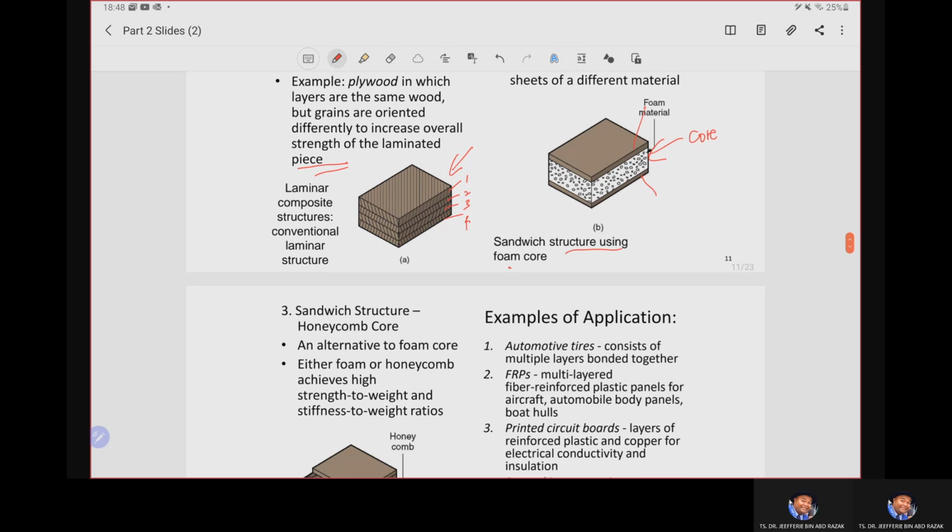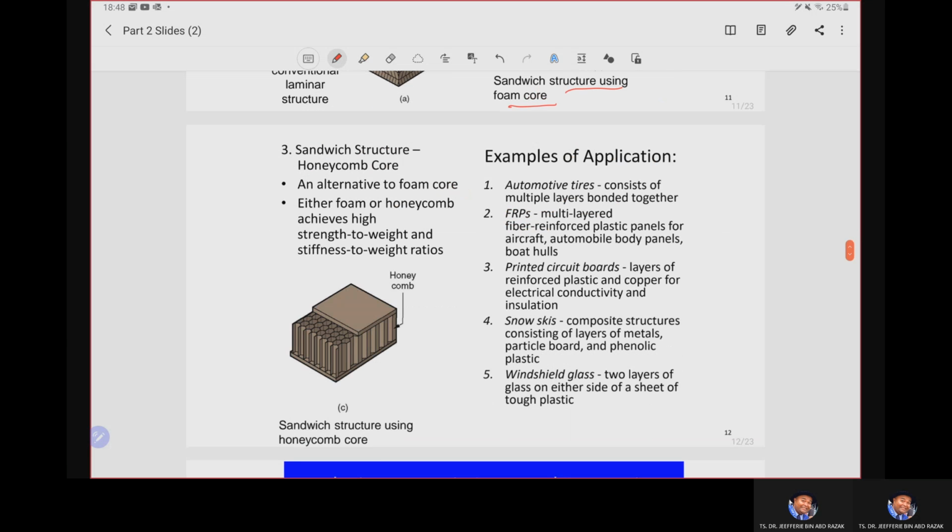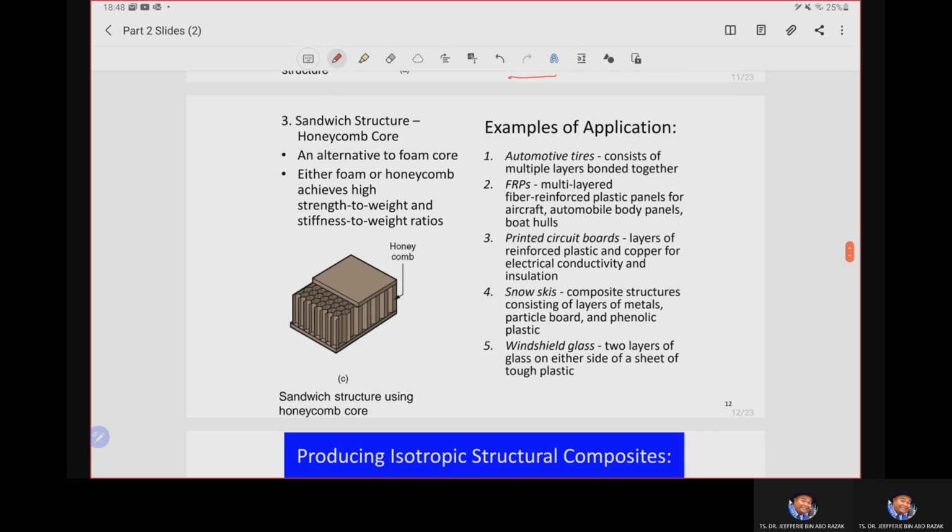Sandwich structure using the foam core. Okay, next. The third category of structural composite is the sandwich structure with a honeycomb structure in the middle. As an alternative to foam core, due to the lightweight characteristic of the honeycomb structure, either foam or honeycomb basically achieves high strength-to-weight ratio and stiffness-to-weight ratio properties.